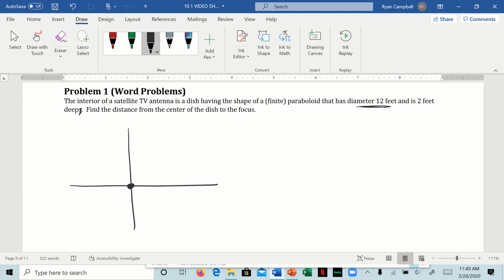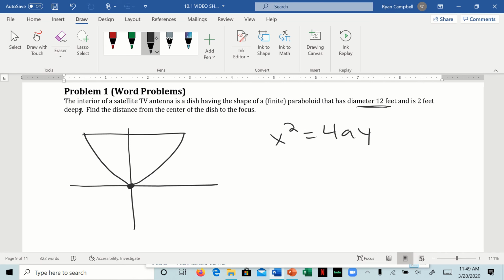Sorry, that didn't make any sense. Let's let the vertex start at the origin, right? Since we can put it anywhere on this graph, let's just make it the origin. And let's just make it go up. And we can do this for every single problem. So since it's going up, we know it's going to be x squared. And since it's at the vertex, it's just going to be x squared equals 4ay. So if you do it right, this can be your equation every single time you do a parabola application problem.